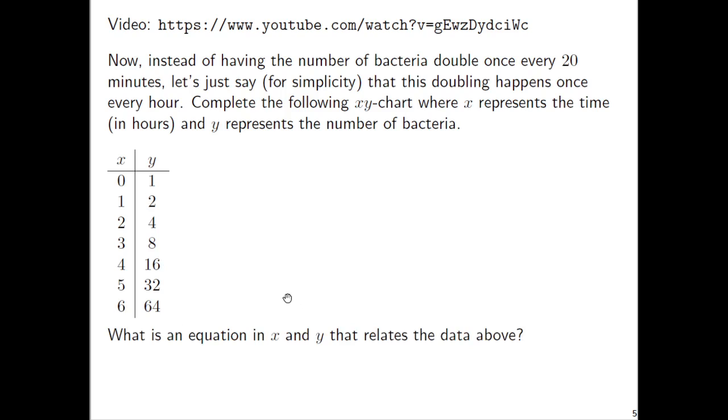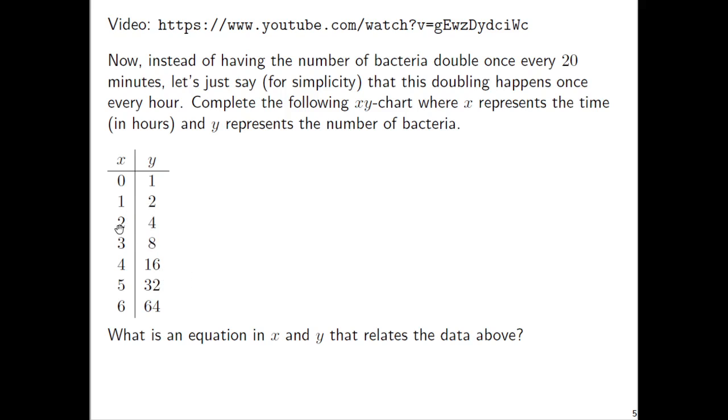So what is an equation in x and y that relates all the data above? You should think about this. It's really common to want to just say, oh, y is equal to 2 times x. And that works when you take 1 and double it, you get 2. And if you take 2 and multiply by 2, you get 4. But the problem is when you take 3 and multiply by 2, you don't get 8. You would get 6. So there's some other thing that's relating what's going on here.